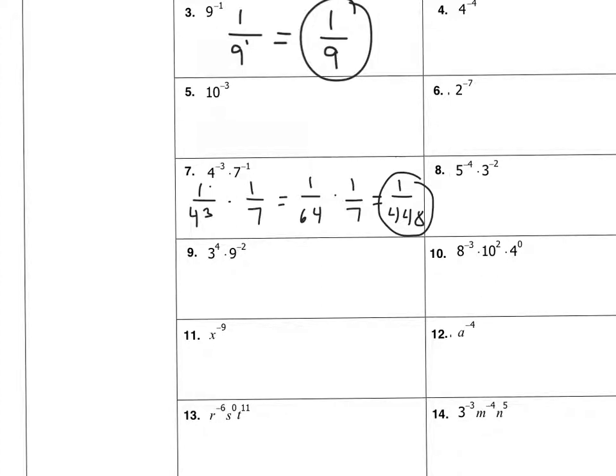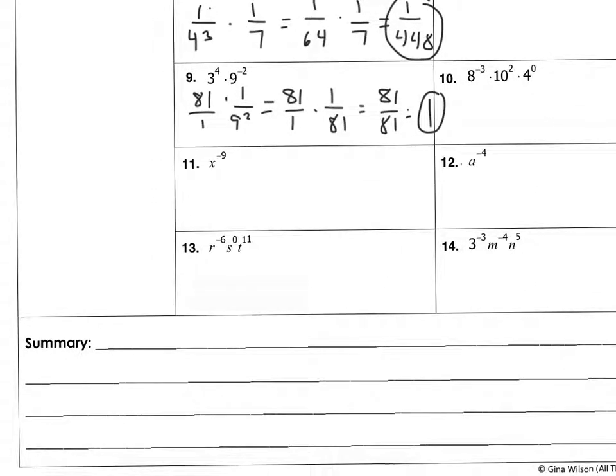Number 9, we have 3 to the fourth power over 9 to the second power. So 3 to the fourth power we can evaluate, ends up being 81. And then we have 9 to the negative second power, which is going to be 1 over 9 to the second. So I'm going to make this 81 over 1. So this ends up being 81 over 1 times 1 over 81. We're going to end up with 81 over 81, which in the end just gives us an answer of 1.